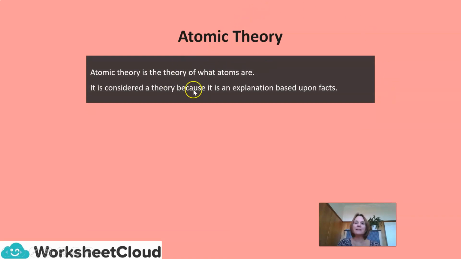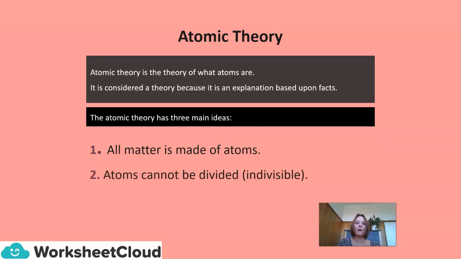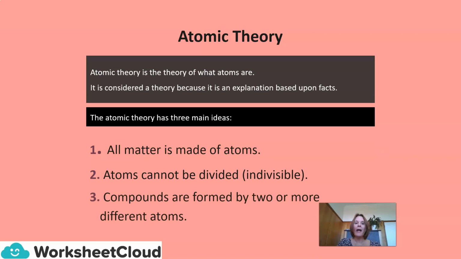The atomic theory is the theory of what atoms are. It is considered a theory because it is an explanation based upon facts. So that is the atomic theory. The atomic theory has 3 main ideas. Number 1, all matter is made up of atoms. Atoms cannot be divided. They are indivisible. And that compounds are formed by 2 or more different atoms.